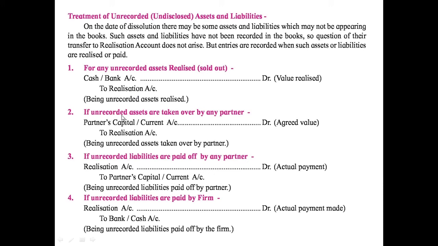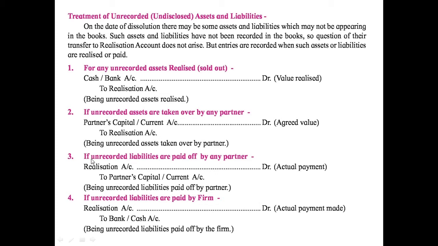And if the unrecorded asset is taken over by any partner, then he becomes the receiver. So partner's capital or current account is debited. Agreed value, at what value that partner has decided to take over that particular asset. So that agreed value will be recorded to realization account.